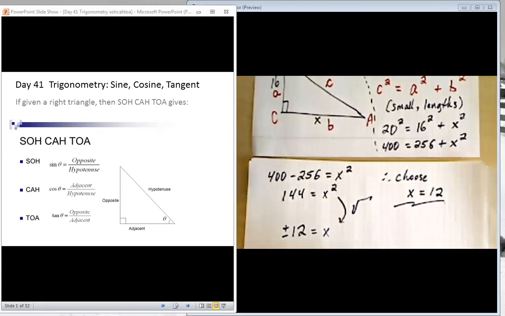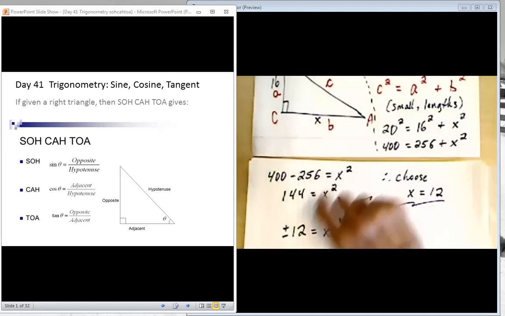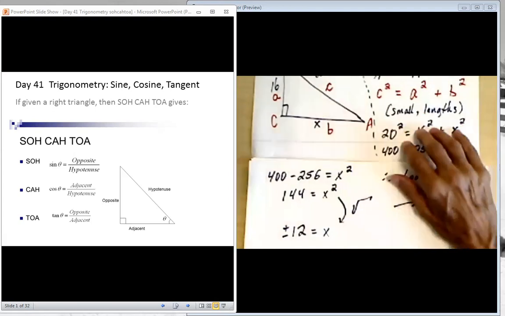All right, so congratulations. Used Pythagoras for the first time in a little while in order to figure out what a missing side is for our triangle up there.